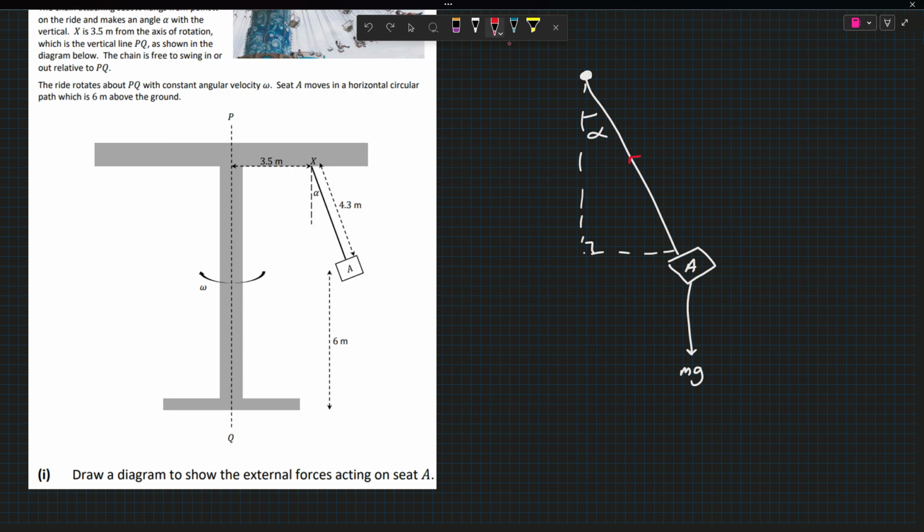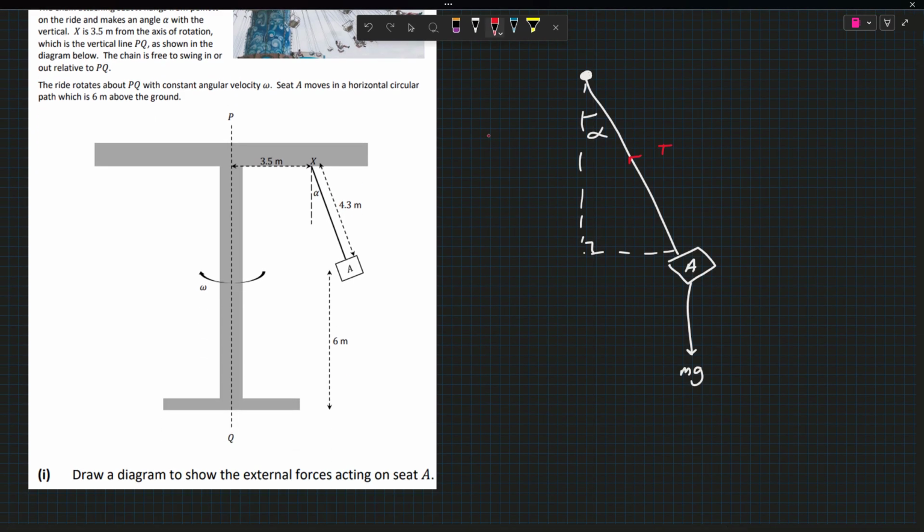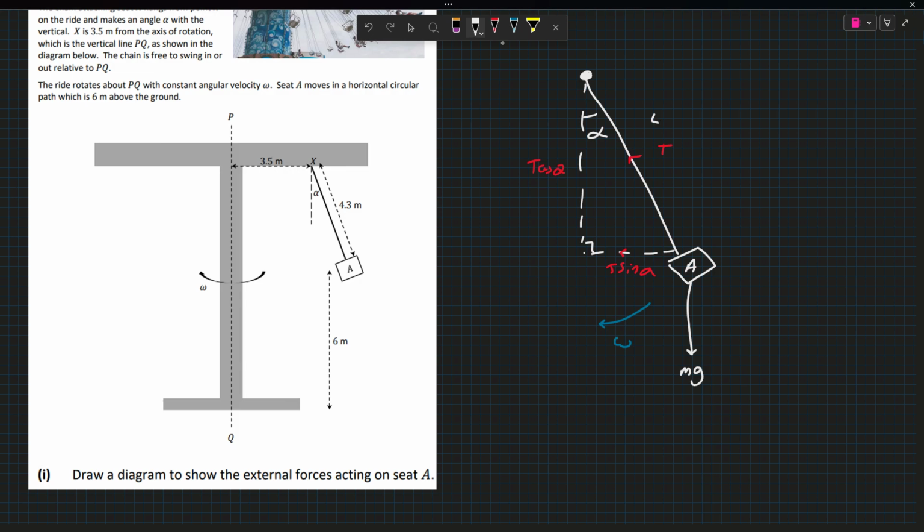But anyways, so this will have a tension in the chain. Now this would be, because it's opposite, T sine alpha. And this is adjacent, so it would be T cos alpha. And then of course it would be spinning around this way with an angular speed omega, which isn't a force, but I should probably include it anyway, just for the diagram's sake. And this is of length 4.3 meters.